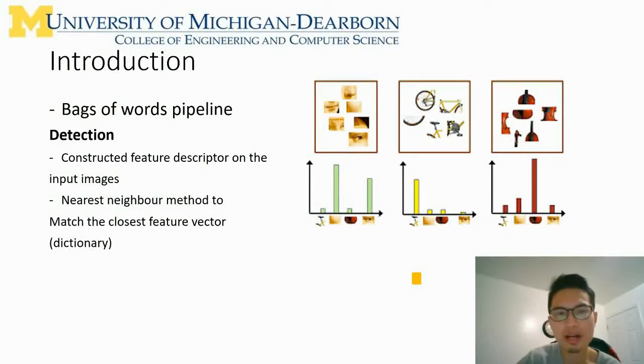In the detection part, we first construct the feature descriptor on the input images, and then we use the nearest label method to match the correct feature vector. This means we try to match the correct dictionary, that is the class, to each input image.